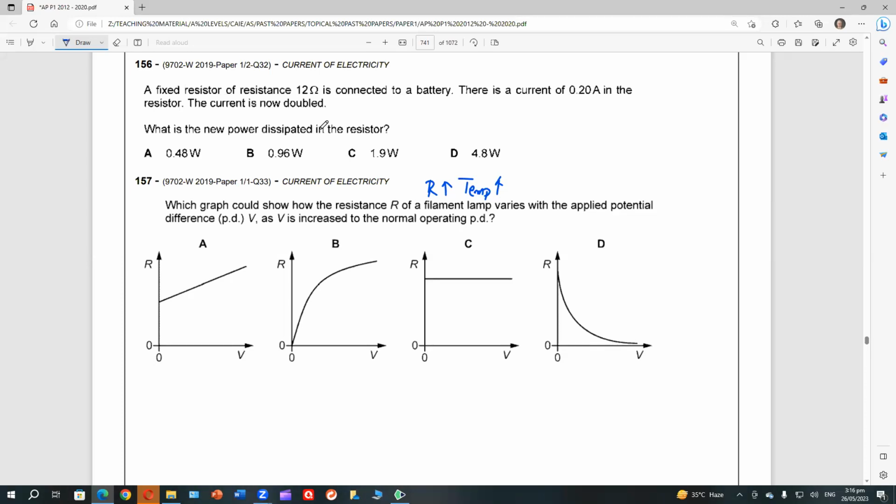So is D the answer then? But R is increasing, R is decreasing, and V is decreasing, V is increasing. R and V cannot be inversely proportional here, because as resistance increases, voltage should also increase. C means R is constant, which is not right, because in a filament lamp, resistance increases.